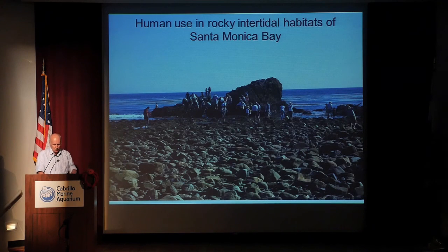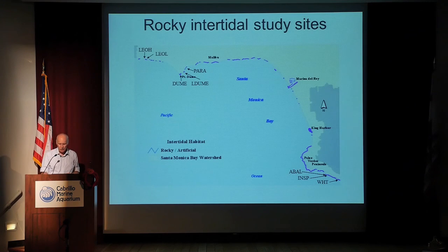Okay, I want to change gears a little bit to talk about human use in the Rocky Intertidal now. I did a study about human use in Santa Monica Bay, and what we did is we studied sites along the Palos Verdes Peninsula and along the coast of Malibu. In each case, we tried to pair some really high-use sites with low-use sites. We wanted sites that were similar to each other, except in the type of use that they got.